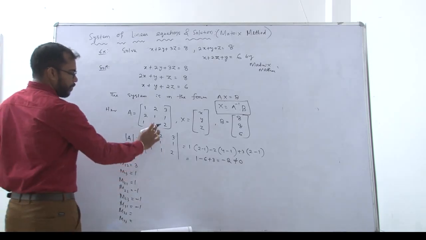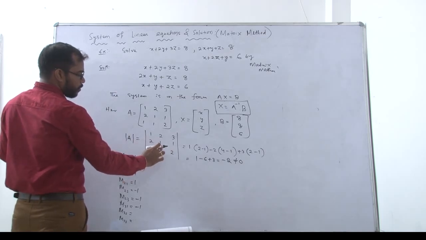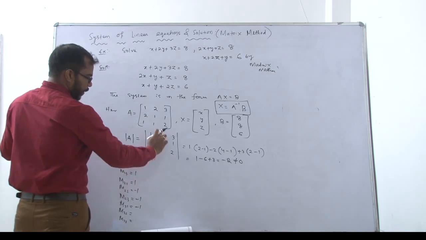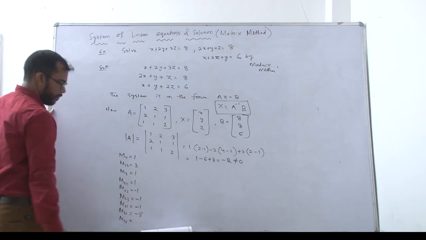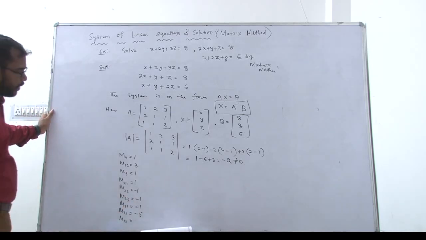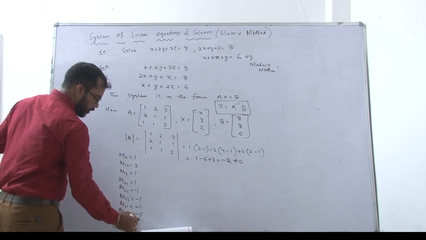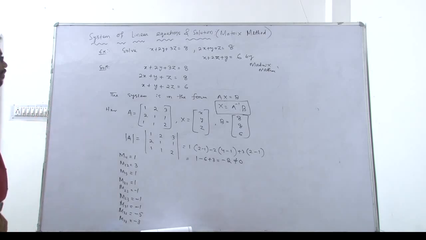M32. If you delete these values, 32, this is the position. If you delete it, then it is 1 minus 6, minus 5. And the last one, M33, then we get 1 minus 4, minus 3. So these are the minors of the given elements.